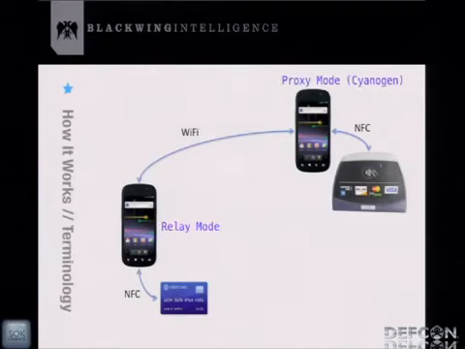So, just some terminology before going on. The phone on the left that sits on the credit card, I call that phone in relay mode. The phone on the right, I say that is in proxy mode. And that's the phone that needs the CyanogenMod code because it needs to detect the credit card reader.